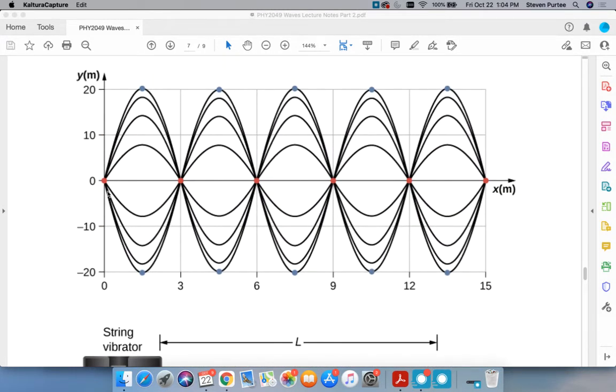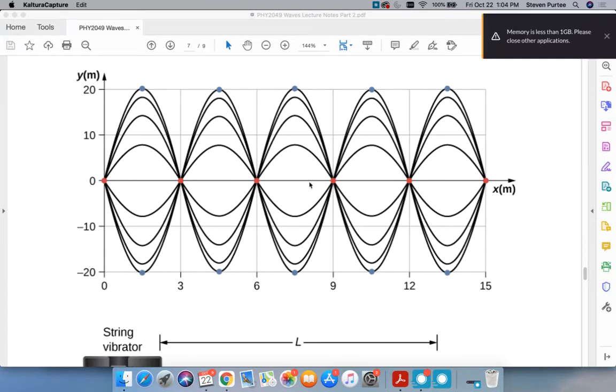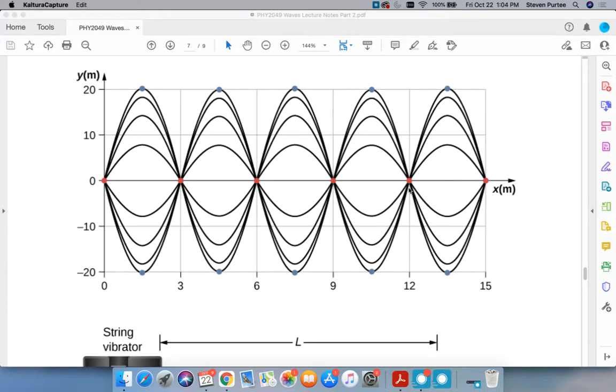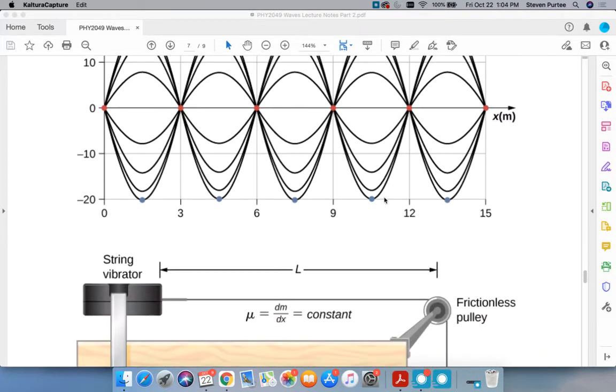So we can get pictures that look like this. We've got waves going down and back, down and back, down and back. And they combine together to give us, if we have the right frequency, something that looks almost static.